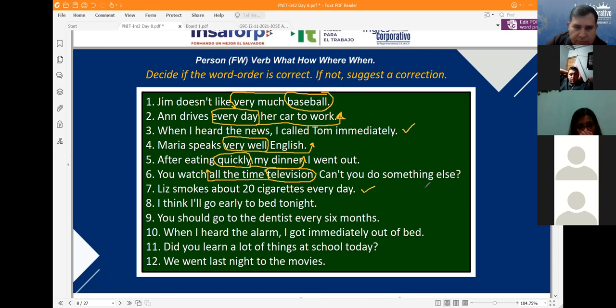Early tonight. Yes, exactly. There is a debate about things like "at 8 o'clock yesterday" or "yesterday at 8 o'clock." The two are correct. Many people, purists basically, prefer "at 8 o'clock yesterday." But with tonight and early, what is correct is "early tonight," like the song.